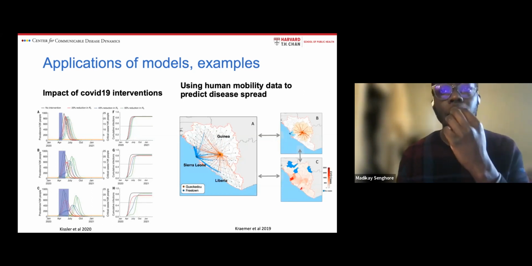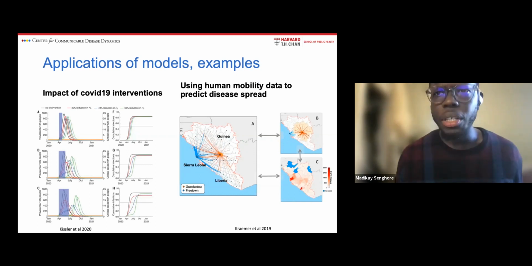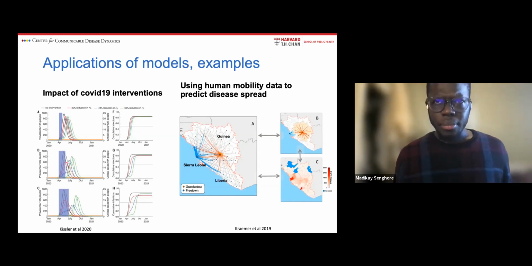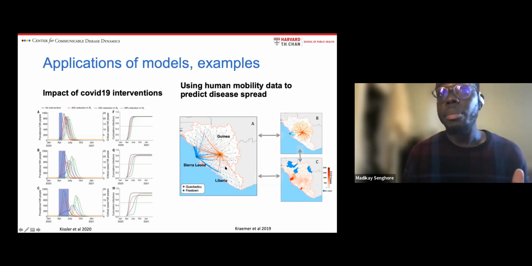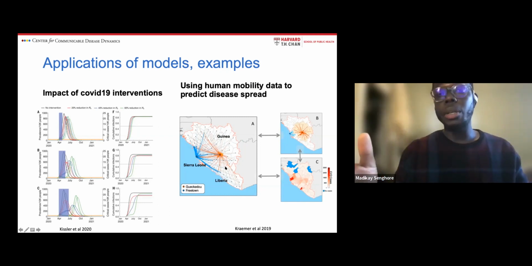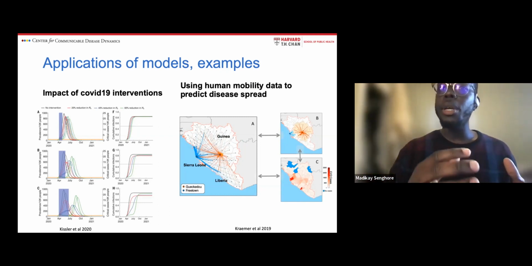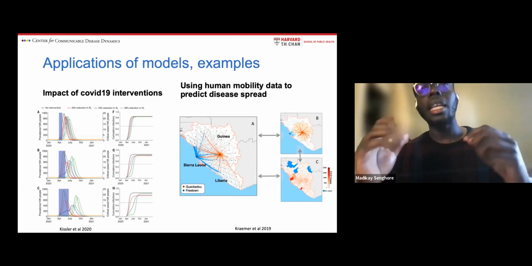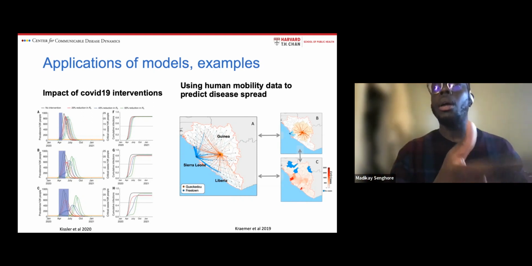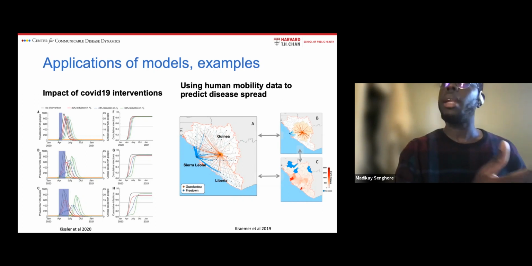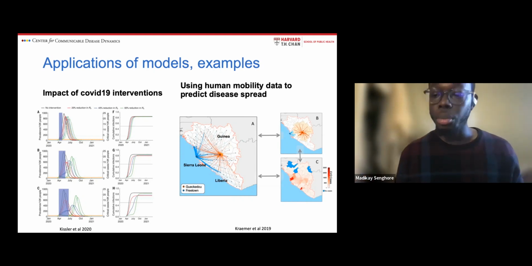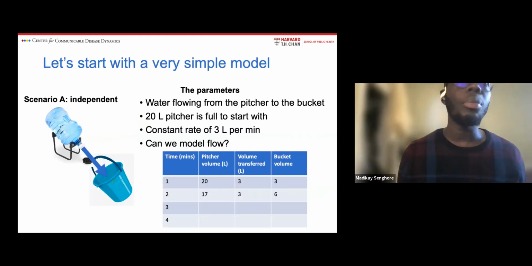This is another example, again by Maurice Kramer, who's also a friend of the CCDD. Here they're looking at human mobility patterns. The concept being that diseases are spread by humans. So if you can track where humans are going, you'll have an idea of where the disease is likely to end up. Just like when COVID hit Europe, we knew that most flights from Europe land in New York City. So it wasn't a surprise when New York City had a major outbreak.